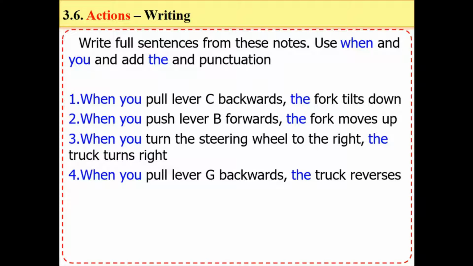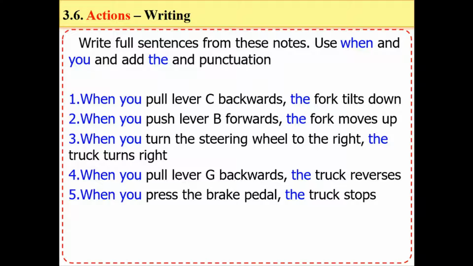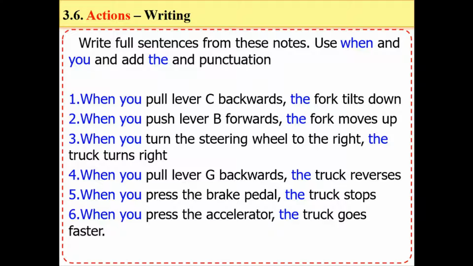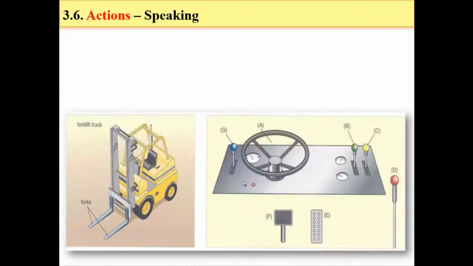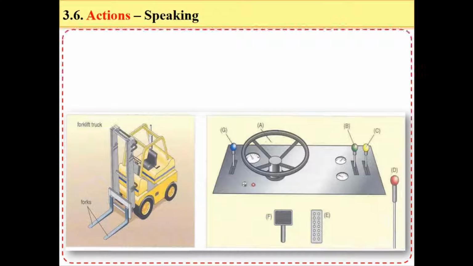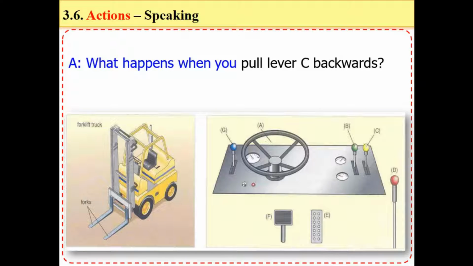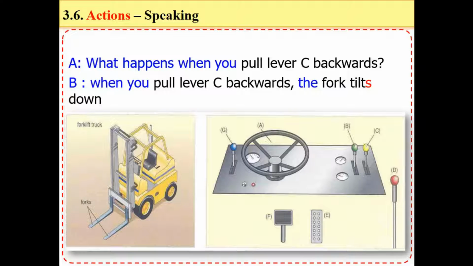And when you pull lever G backwards, the truck reverses. When you press the brake pedal, the truck stops. When you press the accelerator, the truck goes faster. Let's begin. What happens when you pull lever C backwards? When you pull lever C backwards, the fork tilts down.